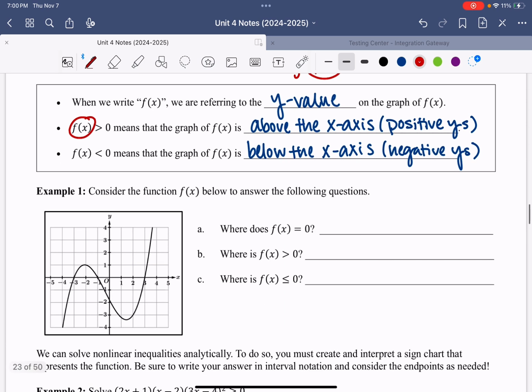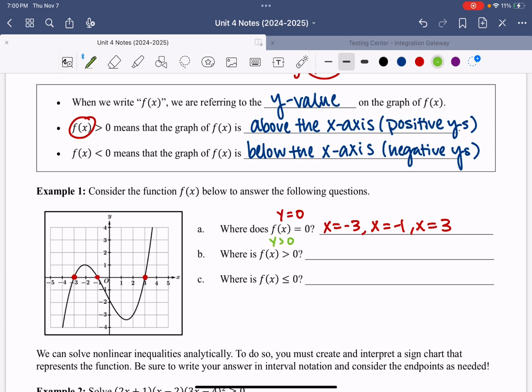So in our first example, we have a function f of x that's graphed. First it asks us, where does f of x equal 0? That's asking, where are my y values equal to 0? Well, I see that we do have 3 zeros: -3, -1, and 3.